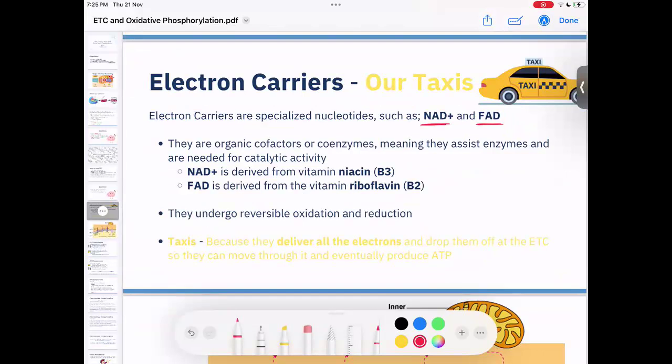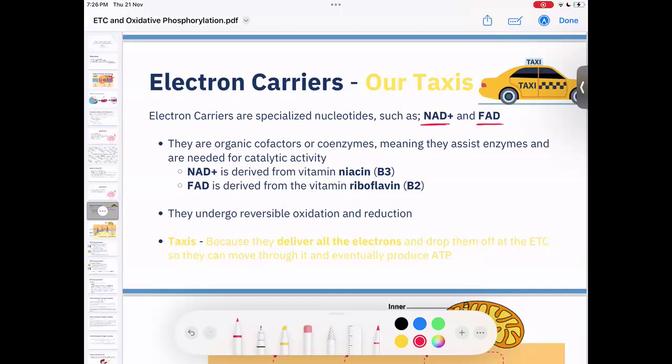So NAD+ is derived from the vitamin niacin, B3, and FAD is derived from the vitamin riboflavin, which is B2. Just memorize this, just in case they bring you a very fast recall question. This would be an easy mark for you, because khalas, you've memorized. NAD+ comes from niacin, which is vitamin B3. FAD comes from riboflavin, which is vitamin B2, okay? And since they accept electrons and then they lose them, what do they undergo?